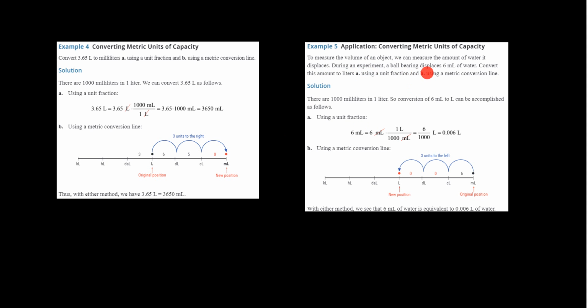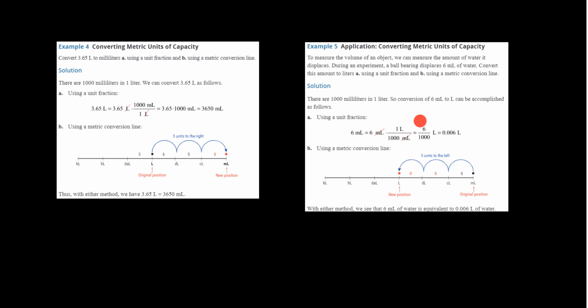A ball bearing displaces 6 milliliters of water. So convert this amount to liters. Okay, well, same procedure. You want to have 1 liter is equal to 1,000 milliliters. Cancel the milliliters. Then you have 6 divided by 1,000, or 0.006 liters.